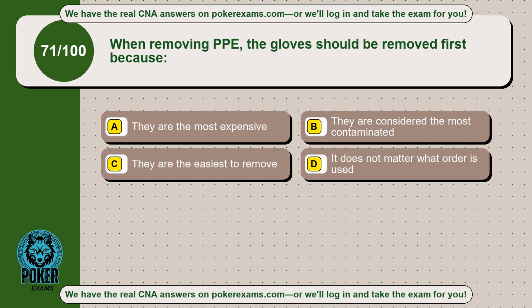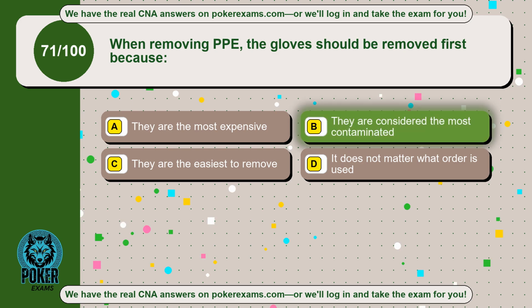Question 71. When removing PPE, the gloves should be removed first because. Option A. They are the most expensive. Option B. They are considered the most contaminated. Option C. They are the easiest to remove. Option D. It does not matter what order is used.